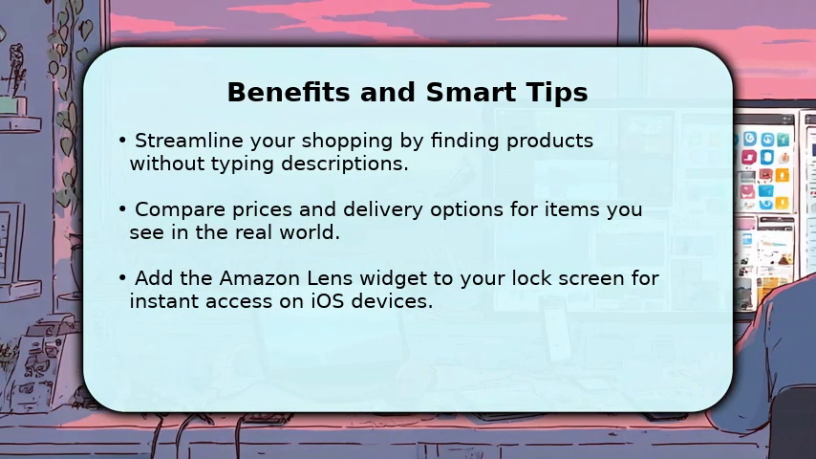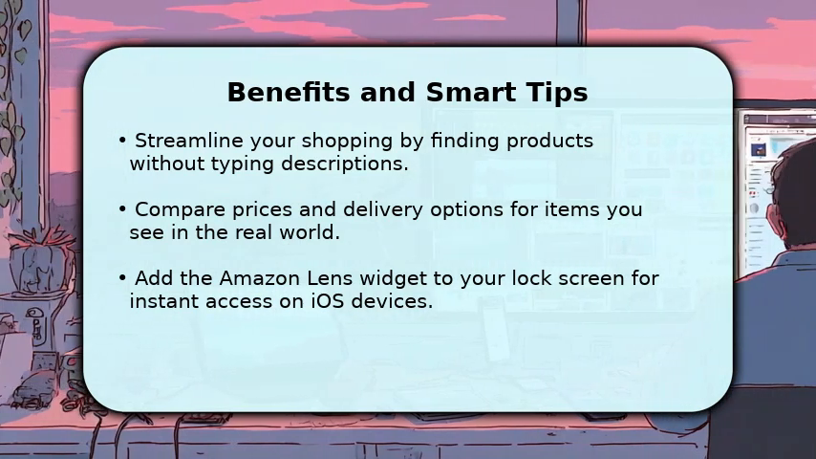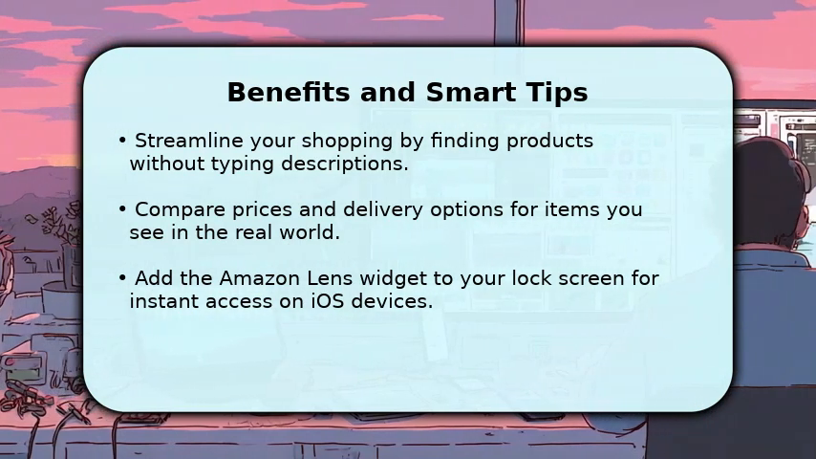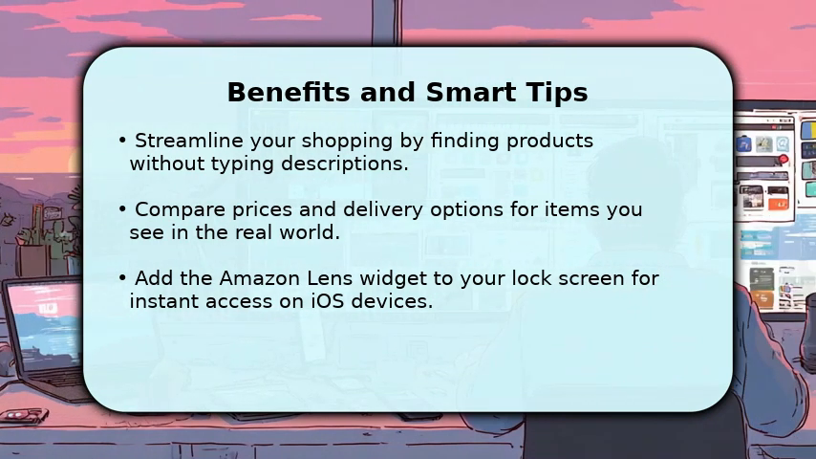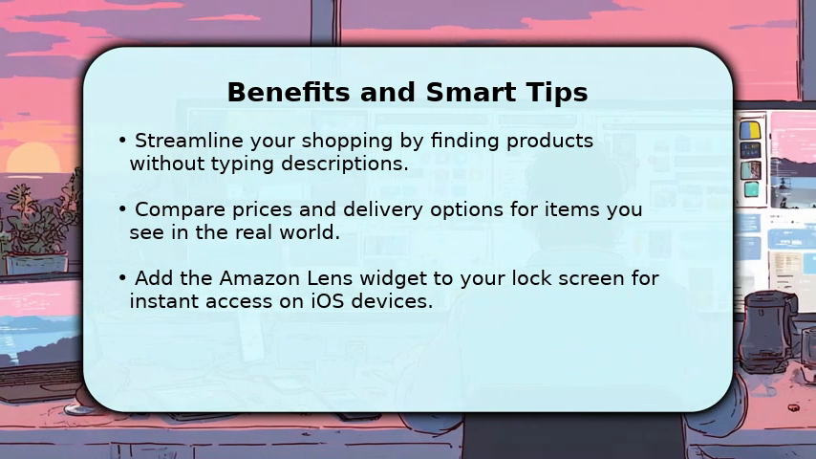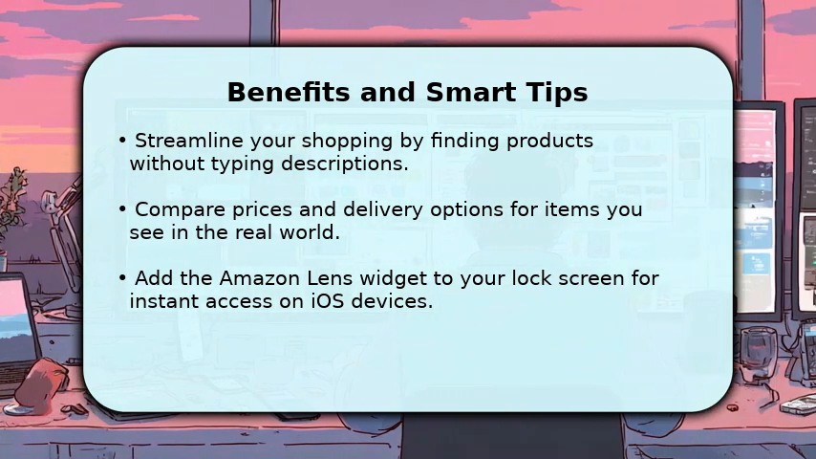Utilizing Amazon Lens significantly streamlines your shopping experience. It allows you to quickly find and compare products, including prices and delivery options, simply by scanning them, eliminating the need for lengthy text descriptions.